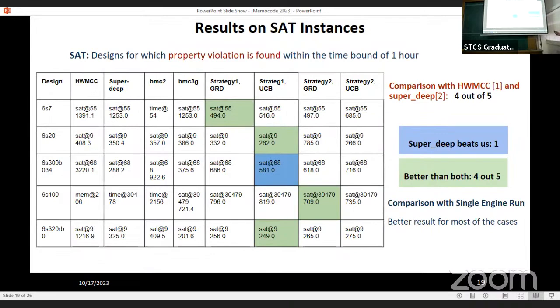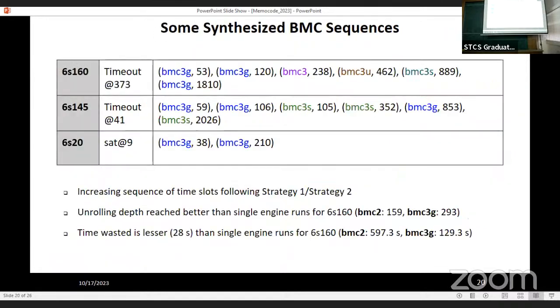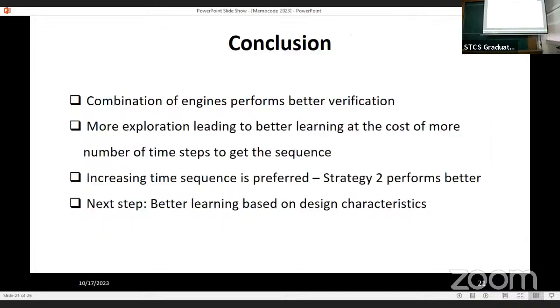And the rosy picture also continued on the satisfiable instances, where we were better than both the engines on 4 out of 5 occasions. The kind of output that our tool gives is this. If you give me a design and a timeout, let's say 373, which was the challenging timeout number for this design simply because the best engine last year had encountered a timeout up to 373, we will give you a synthesis result of what kind of BMC engines to explore.